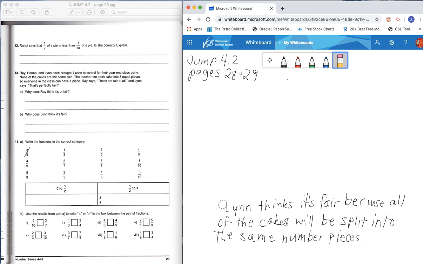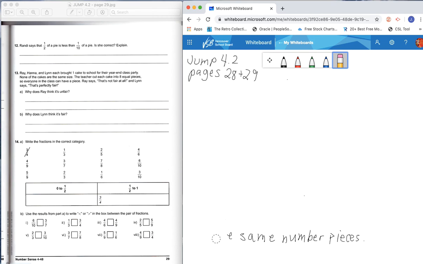I wish there was a clear button that just erased it all, instead of me having to erase all the parts. Okay, let's go.